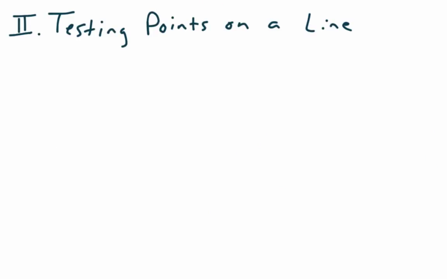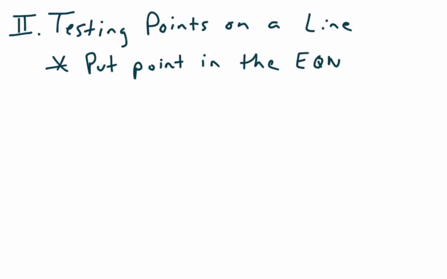But testing points on a line, to do that, basically, you put the point in the equation and see if it's equal. Basically, you're trying to see, does the x and y value work in the equation? Does it still come out that it's equal?